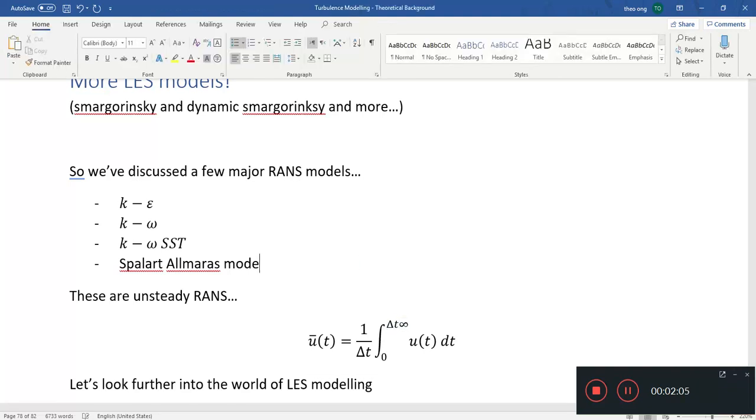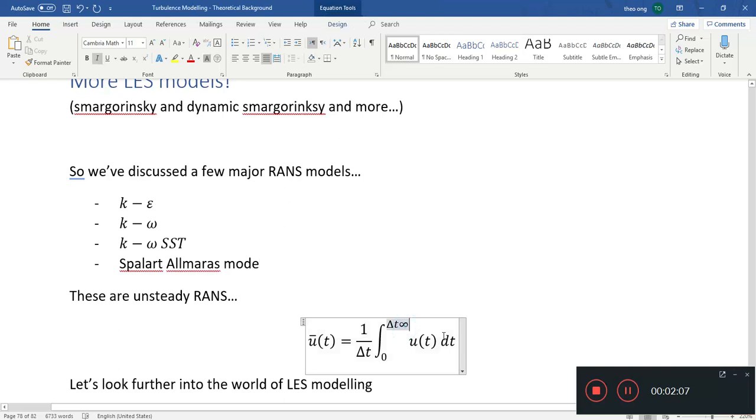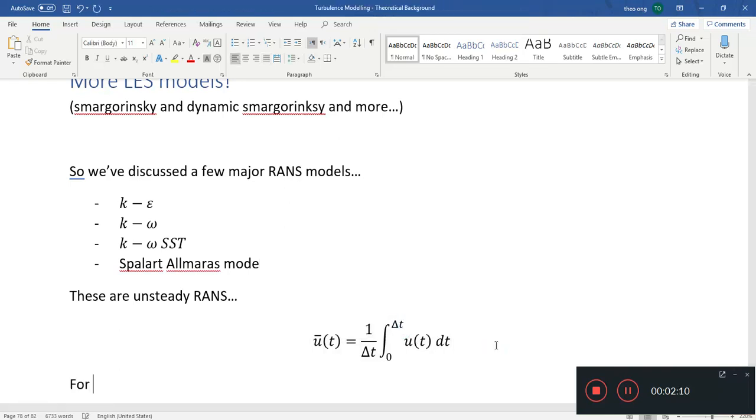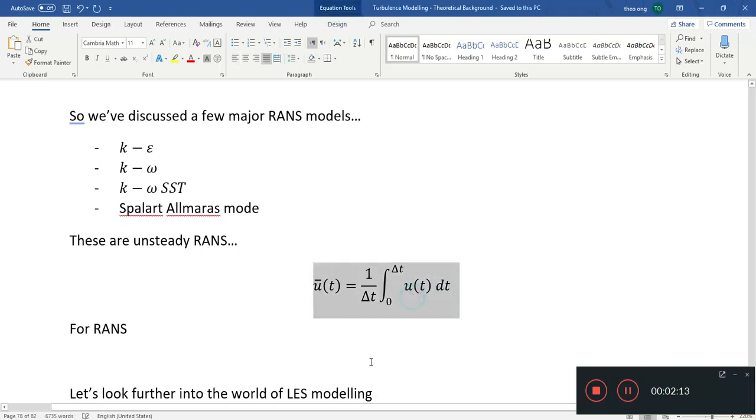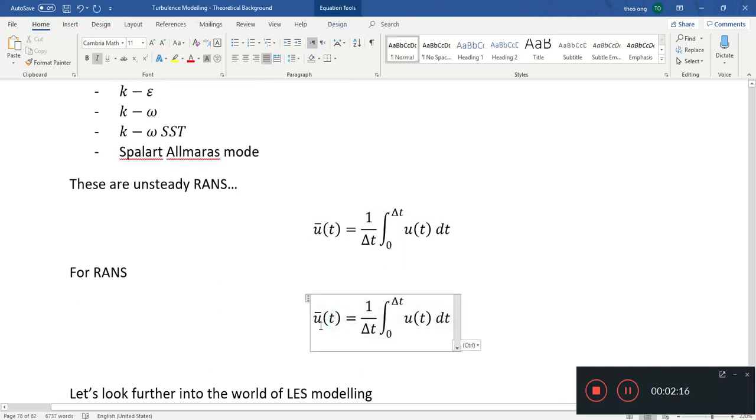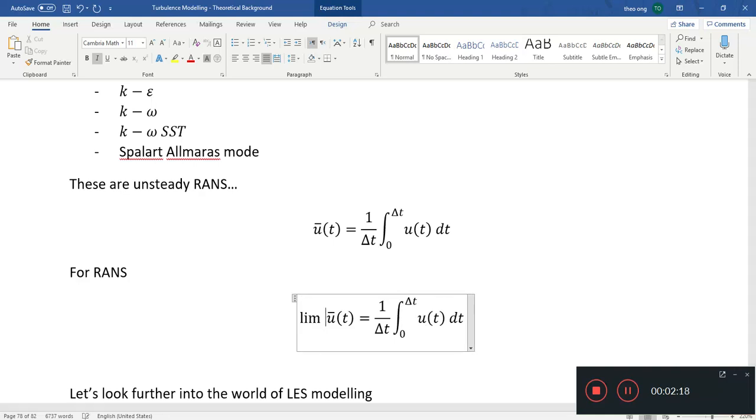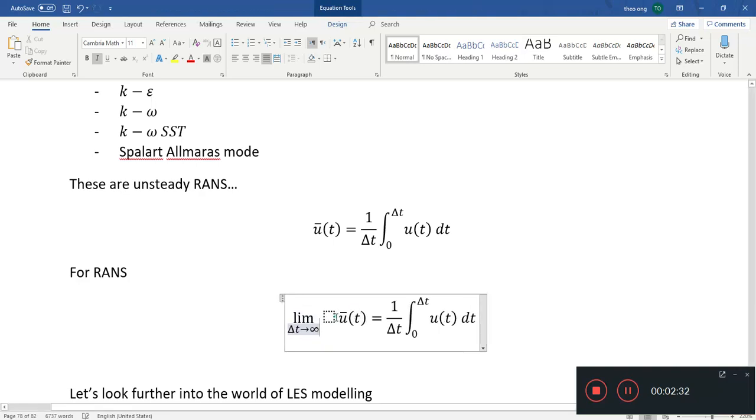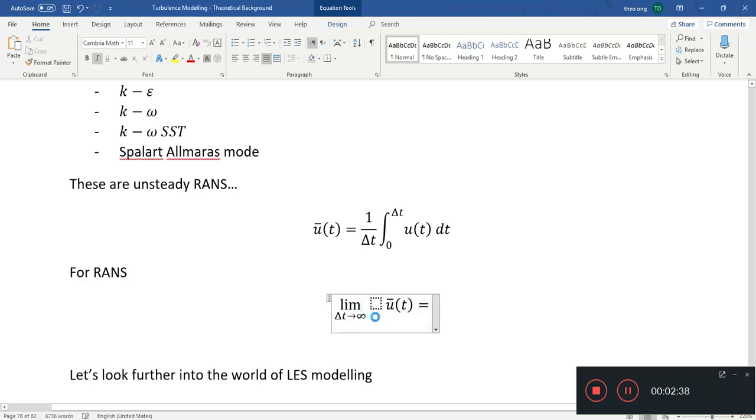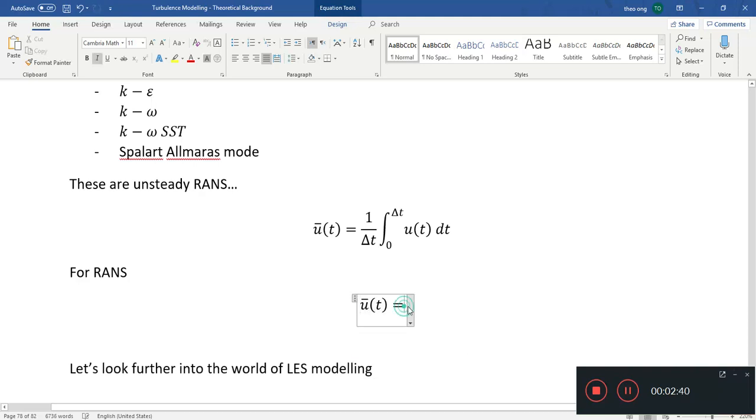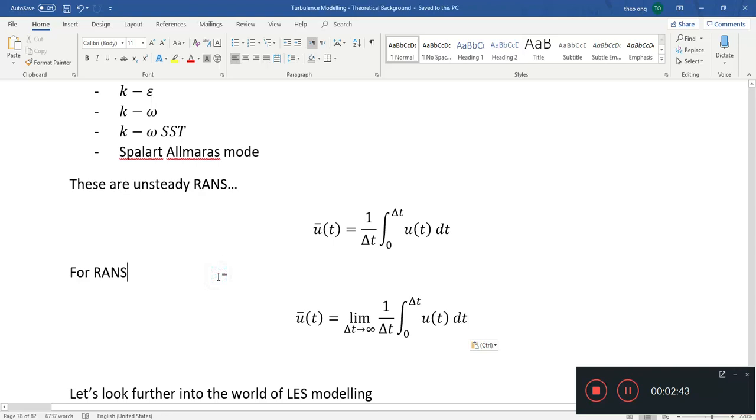So this is the time average, right? For Reynolds average Navier Stokes, we have t going to infinity, right? So the limit of delta t going to infinity of this whole thing. So that's what Reynolds average Navier Stokes is.